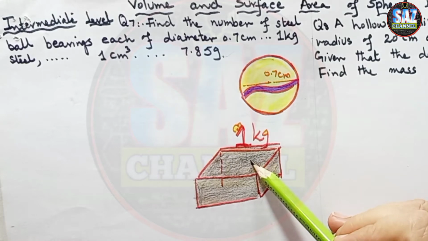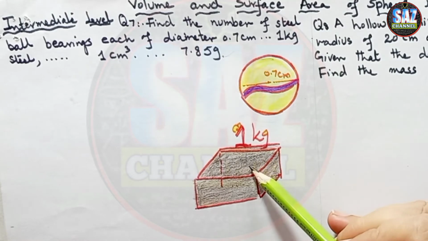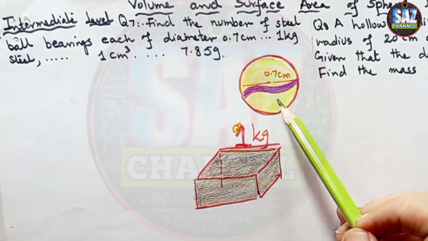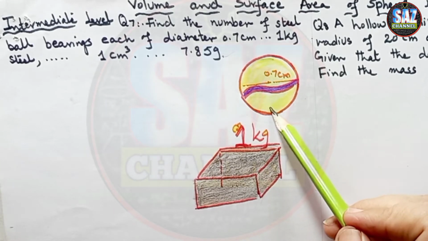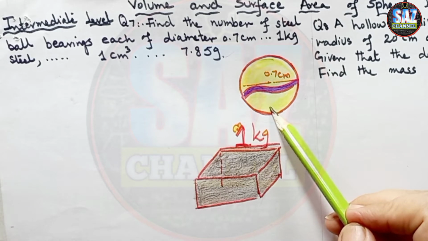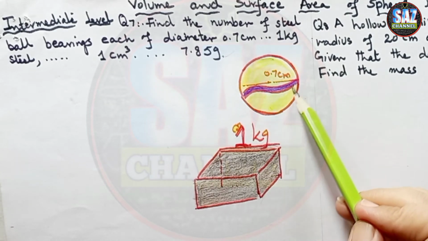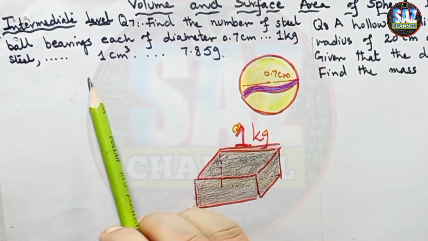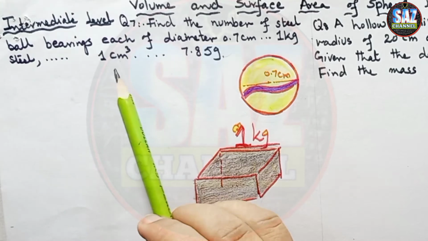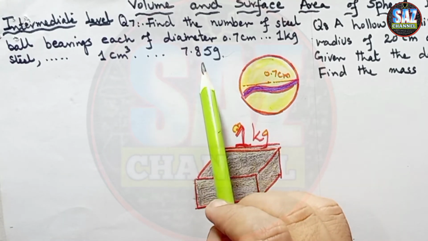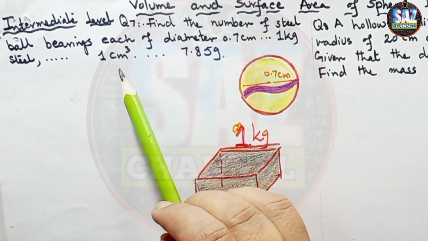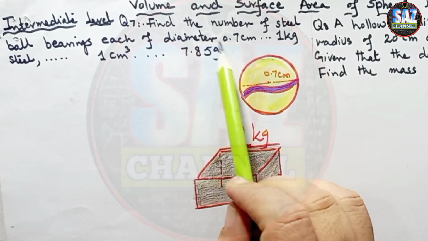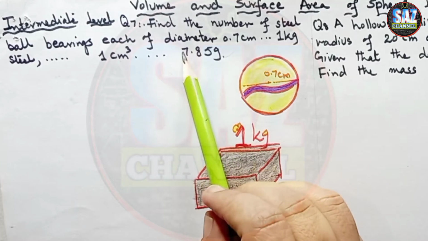So what do you think? What we are going to do is that from this bar we have to make the steel ball bearings, and we have to find the number of steel ball bearings. So first of all, we will be finding the volume of one steel ball bearing, and then since 1 centimeter cube of the steel has a mass 7.85 gram, we will be multiplying that volume by 7.85 to check what is the weight of one steel ball bearing.